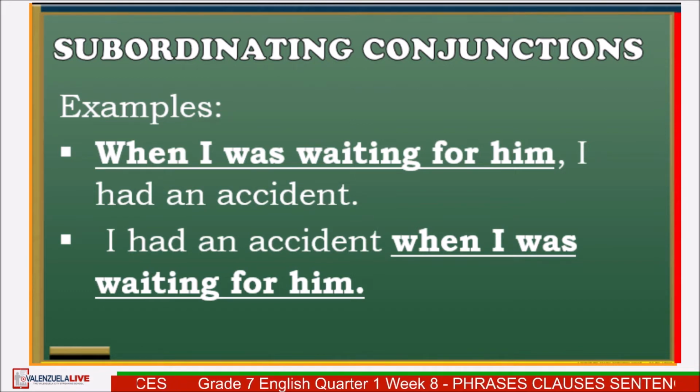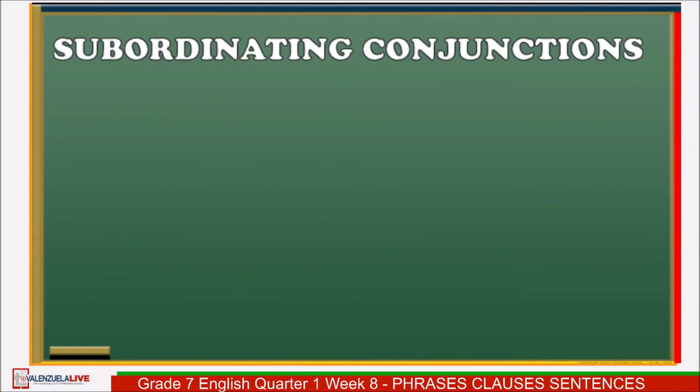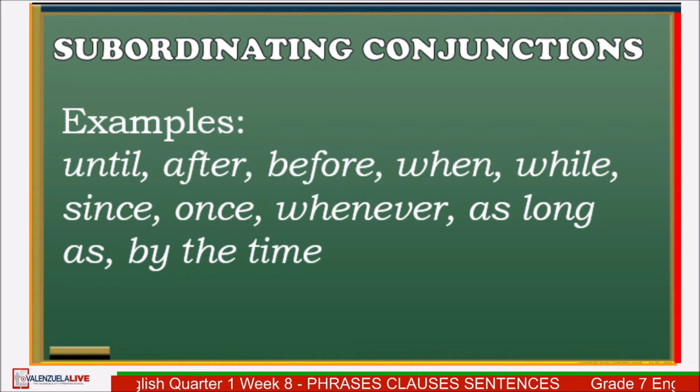When I was waiting for him, I had an accident. Or two, I had an accident when I was waiting for him. We use the subordinating conjunction when. Other subordinating conjunctions that you can use are until, after, before, when, while, since, once, whenever, as long as, or by the time.